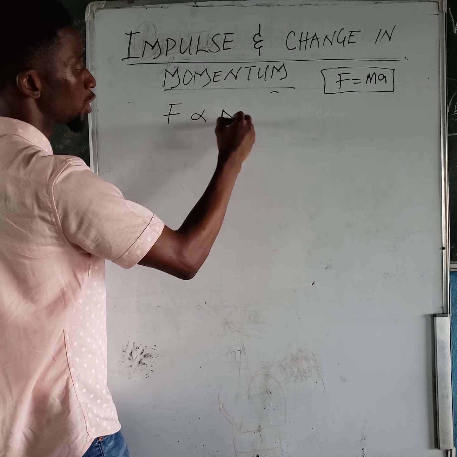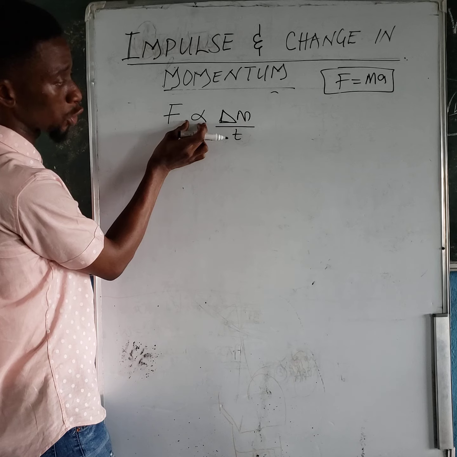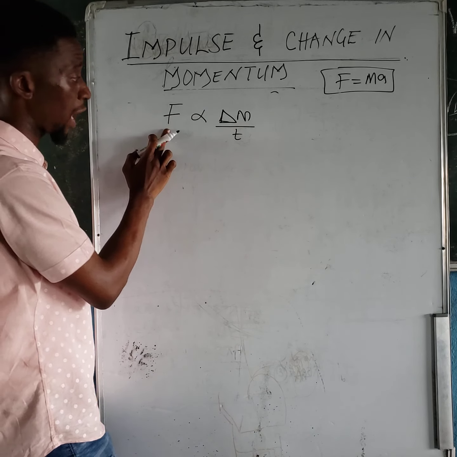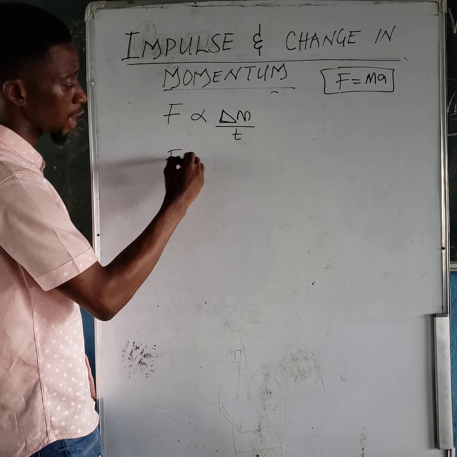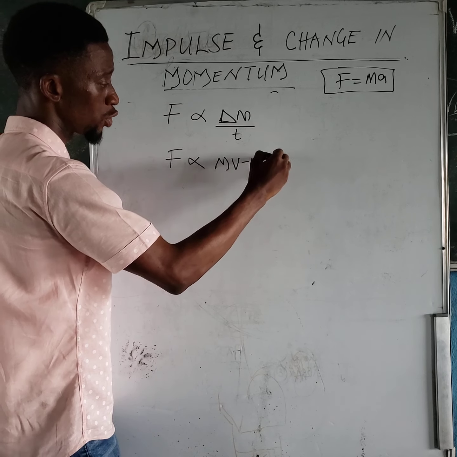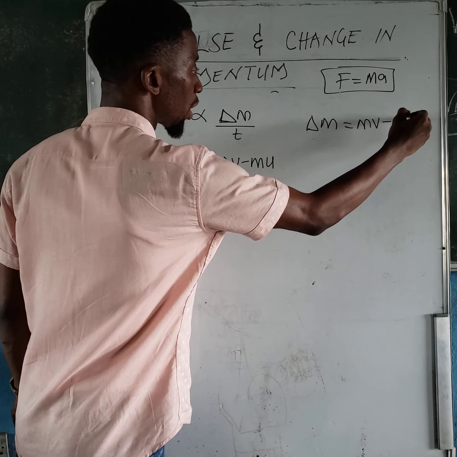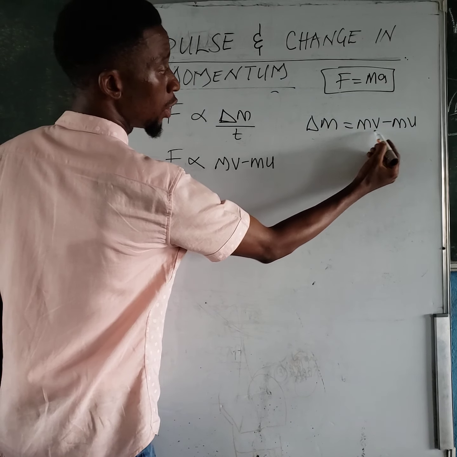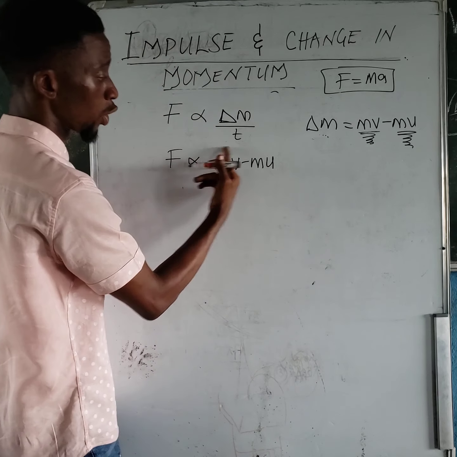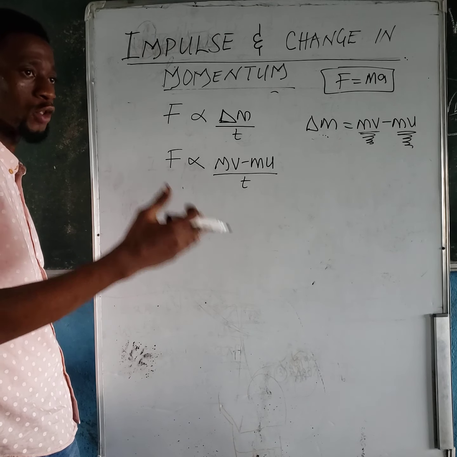We have this change in momentum all over time. So this is a sign of proportionality. This gives us rate of change of momentum is directly proportional to the applied force. So if we have this, it means that we have mv minus mu, because change in momentum is equal to final momentum minus initial momentum. That gives us change in momentum, which is what I have here. So all of this over time, because we say the rate of change of momentum.